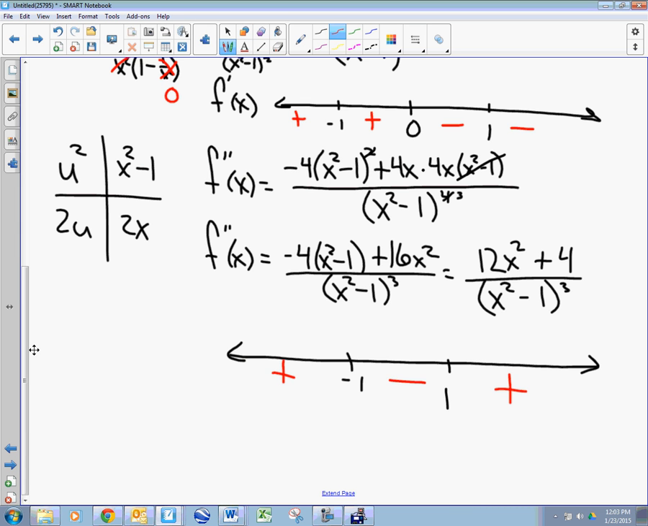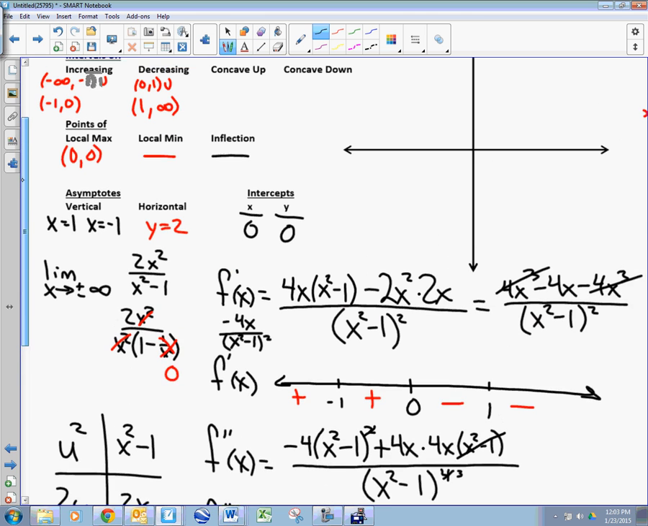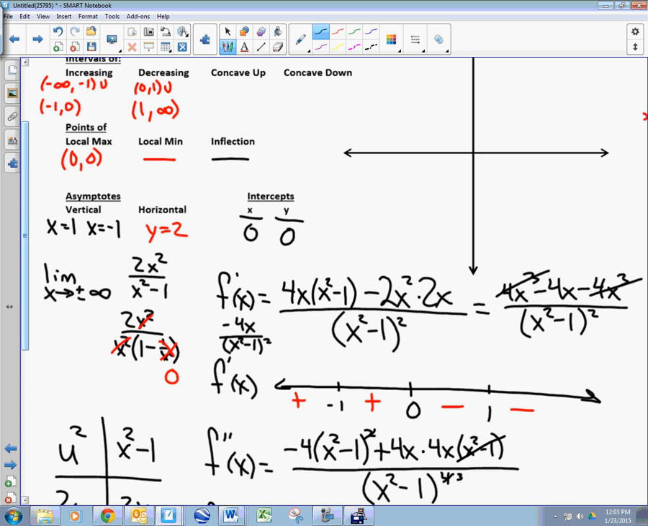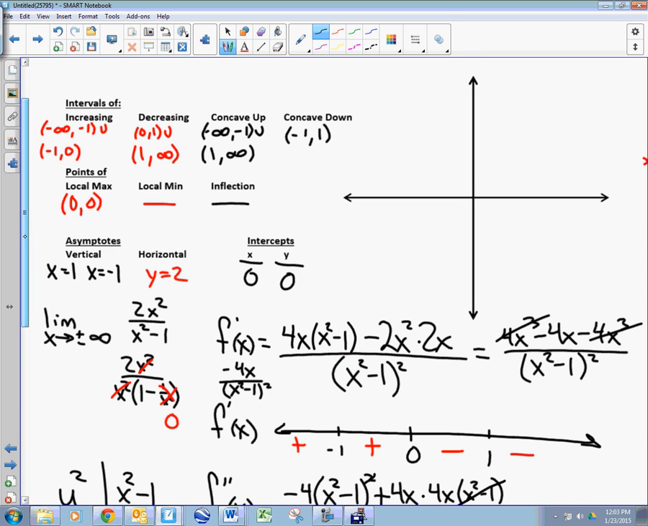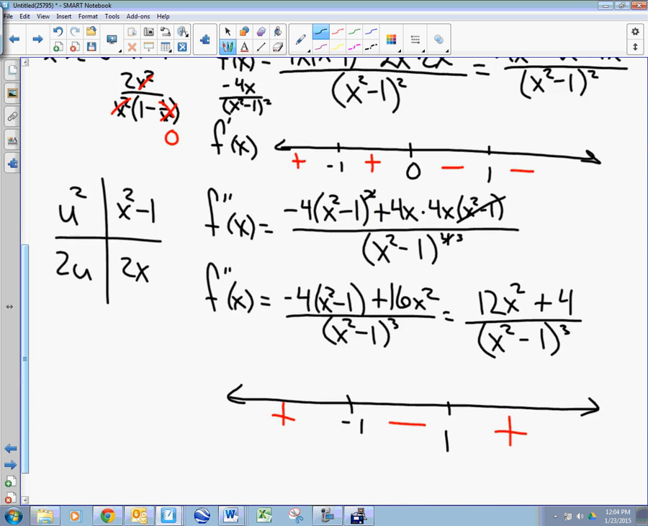So therefore, I now know my intervals of concavity. I am going to be concave up where? And I'm concave down from negative one to one. I now have enough information to sketch a perfect graph. The second derivative is never equal to zero, because the top is never equal to zero.